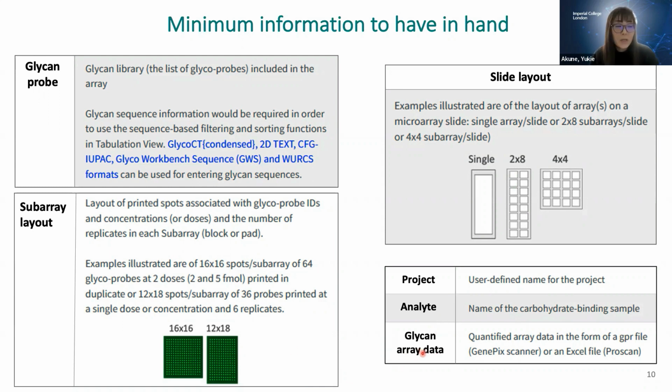Then the last information you need to have is Glycan array data, the quantified array data you generate from your scanner. It can be a GenePix scanner or a ProScan scanner, it's fine.